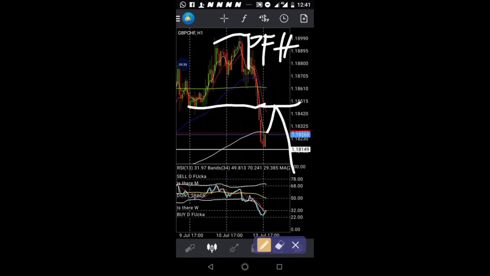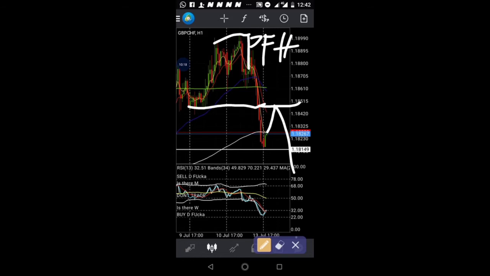For GBPCHF, our bias has changed. We have been buying these guys since last week, and on Monday the 13th of July, it's showing signs that it has changed direction. So for this week we are looking at selling the GBPCHF. When we get sell opportunities, we'll go for it. If I get a buy opportunity, I may have to be very cautious. I may not go for buy opportunities for the GBP majors again because of the Monday move, the 13th of July move. So right now I may have to be looking at selling the GBP CHF.